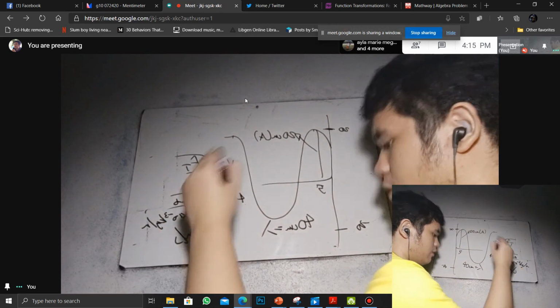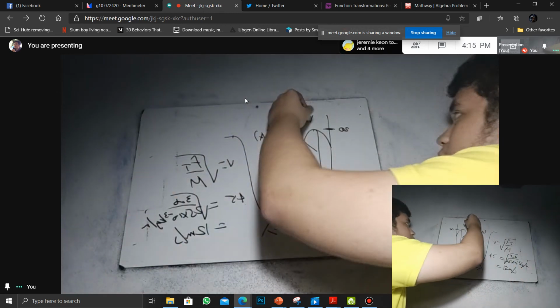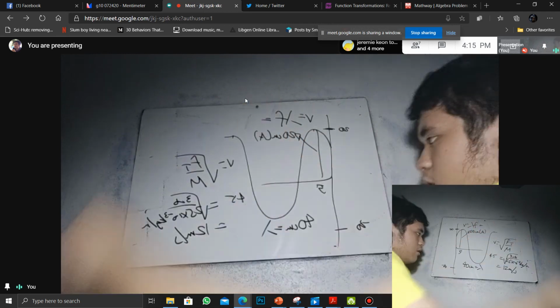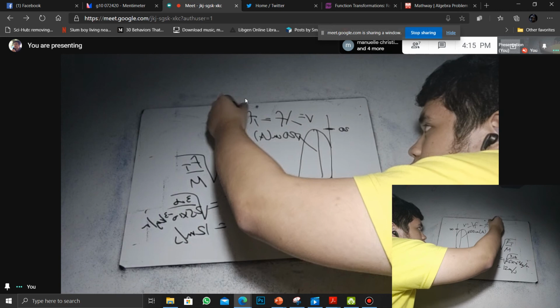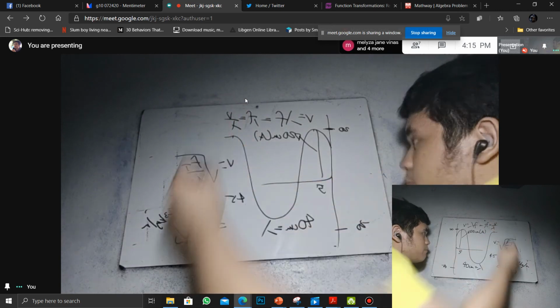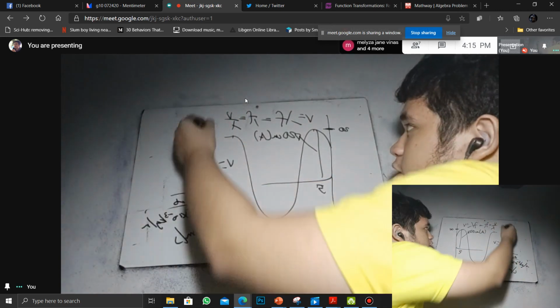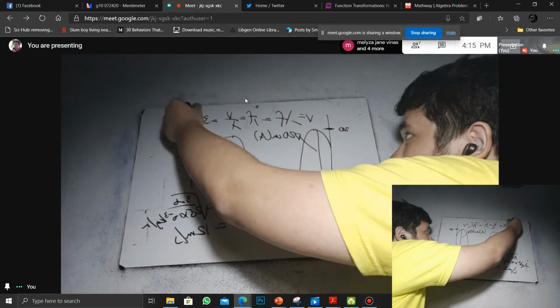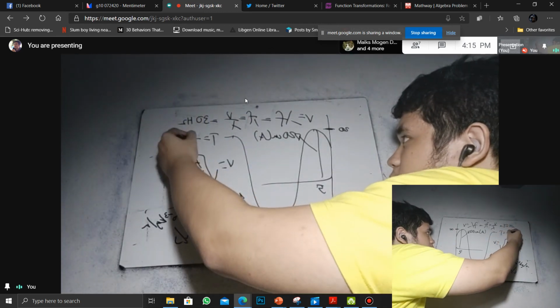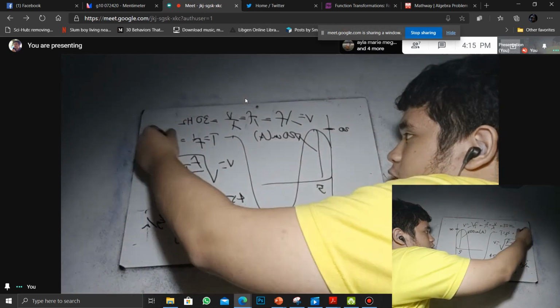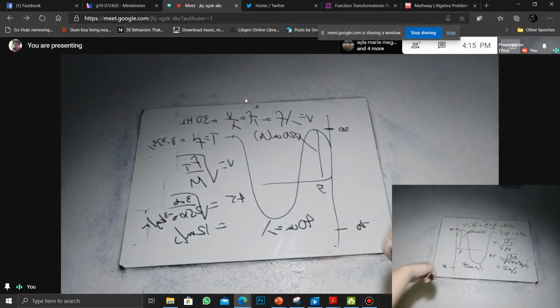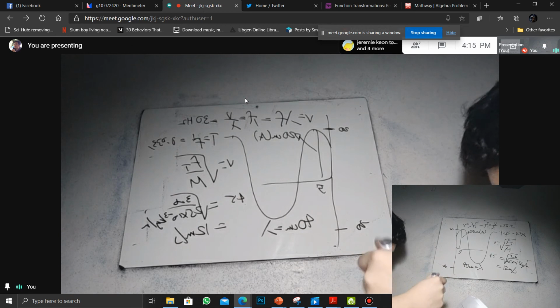Lastly, V equals lambda F, so F equals V over lambda, equals 30 hertz. T equals 1 over F equals 0.033 seconds. Tapos for number 2, ay letter B, conceptual lang yan.